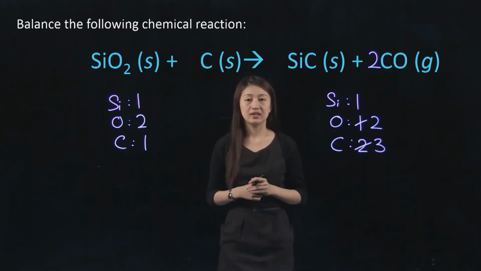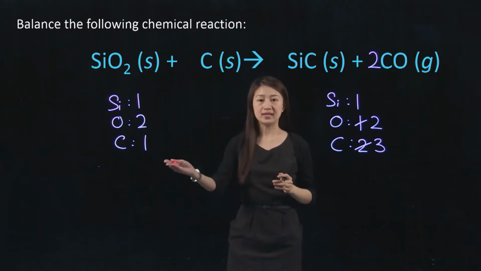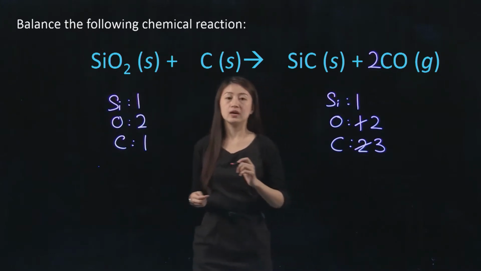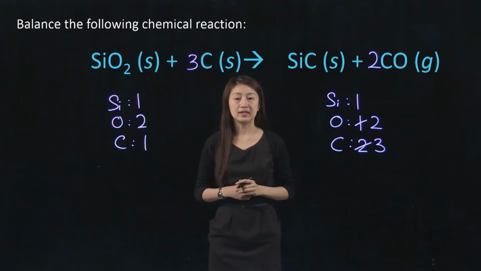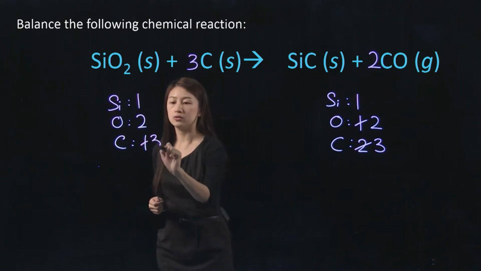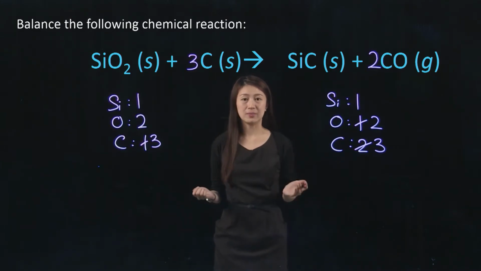So now next is to balance carbon atoms. In order to balance carbon, I will have to put a coefficient of 3 in front of carbon. And in that case, I will have 3 carbon atoms on the reactant side, which means my chemical reaction is balanced.